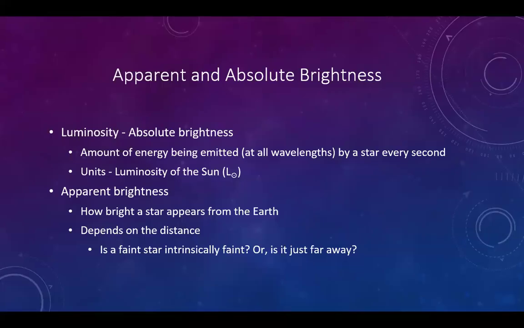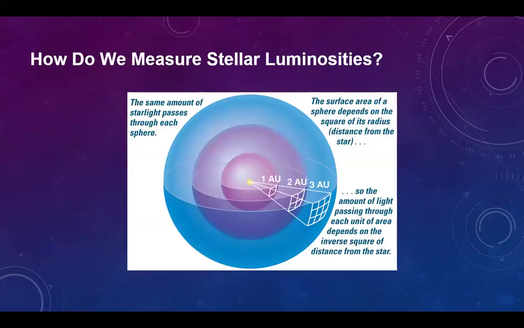And so we have various methods that we can use to determine the distance. So how do we measure stellar luminosity? Well, as light travels outwards, it spreads out in a sphere, because the light is going out in all directions from the star. So at 1 AU, 1 unit of area gets so much light. At 2 AU, that light is spread out over 4 units of area, and at 3 AU, it's spread over 9 units of area.